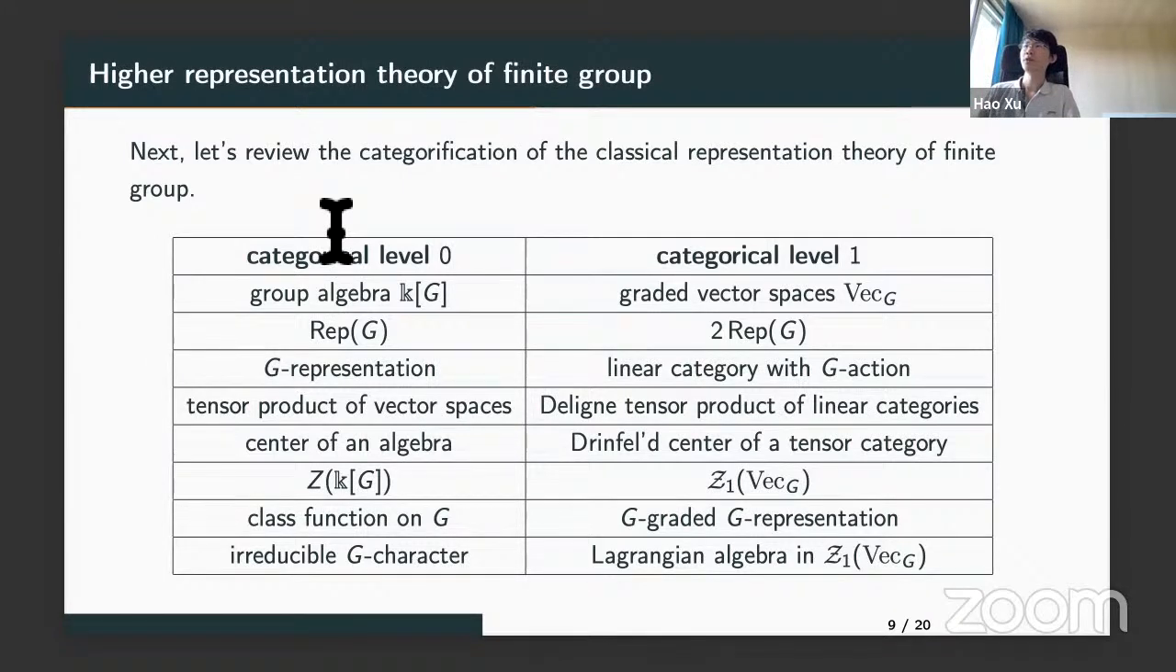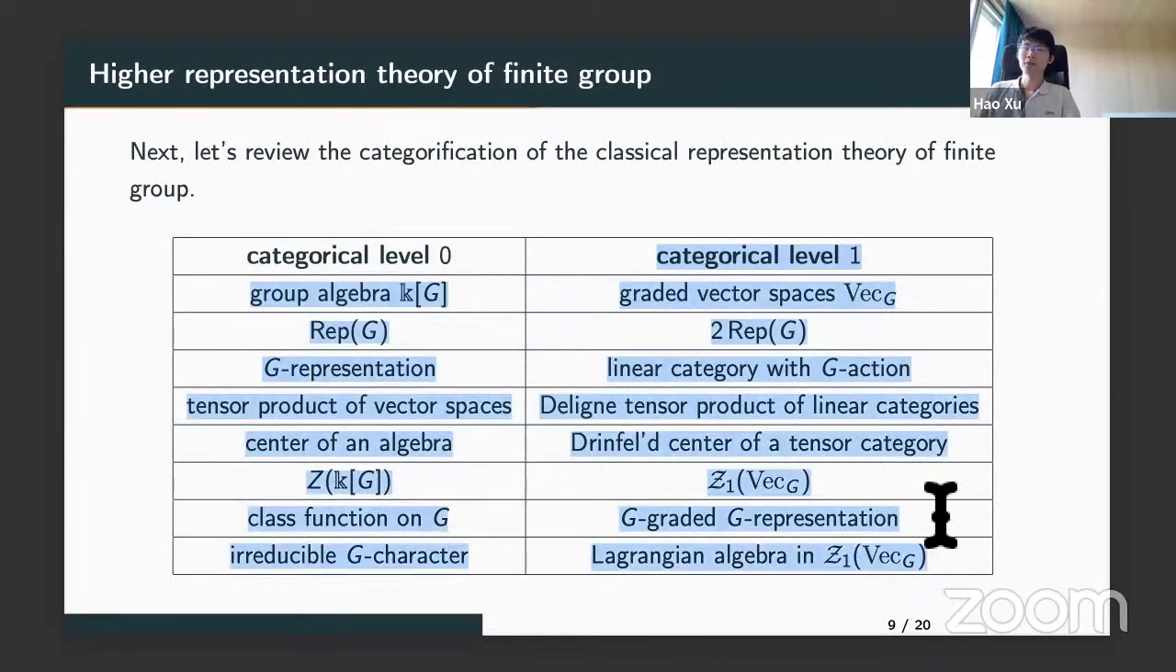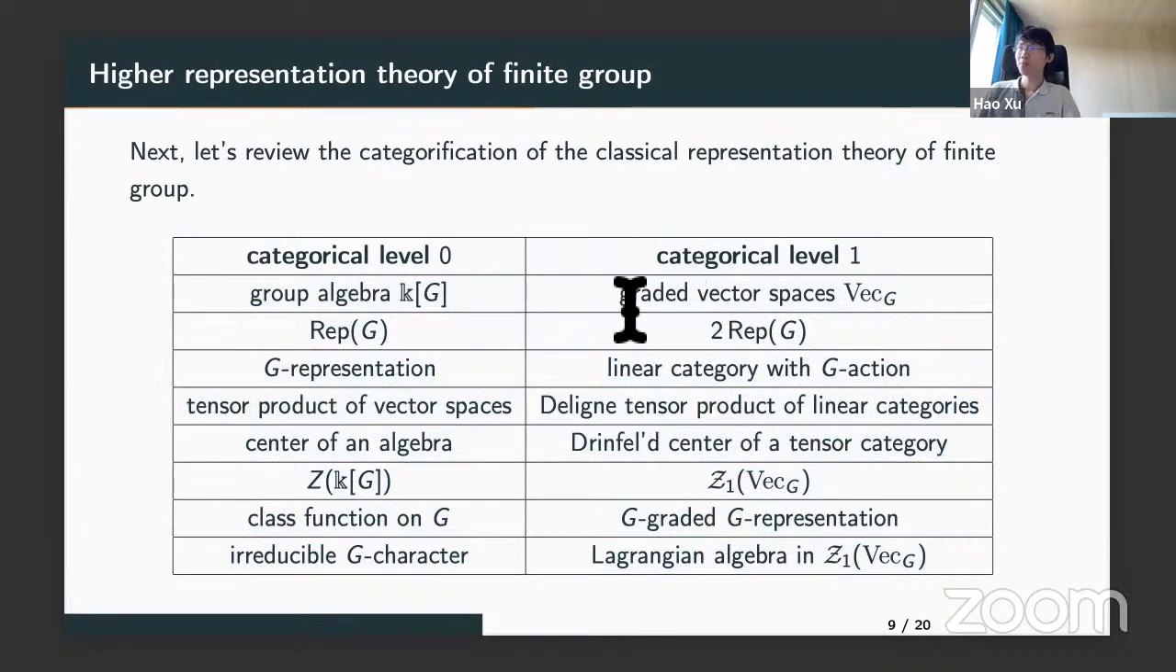Here I have a table summarizing the key ingredients throughout this talk. You see the left column is various structures we just went through in classical representation theory. And the right column is the corresponding categorifications of these. So let's briefly go through them. The group algebra KG will be categorified to the category of G-graded vector spaces and G-graded linear maps between them. This is a tensor category with tensor product induced by group multiplication on G. And in addition, there would be a kind of categorified Hopf algebra structure, which I will not go into details here.